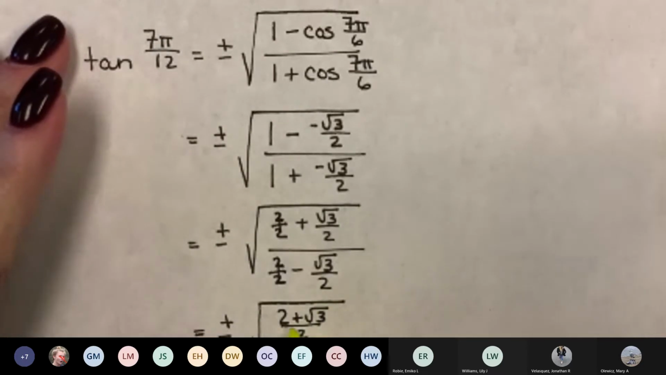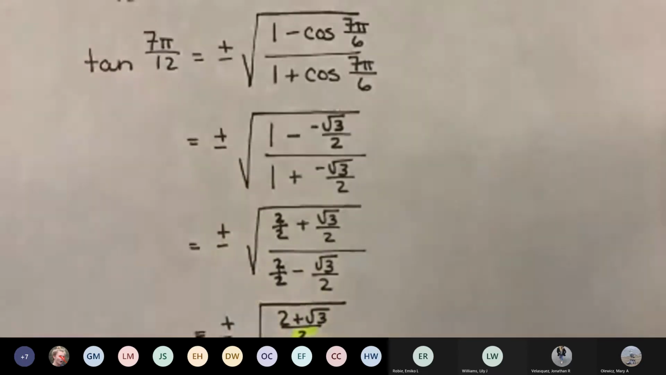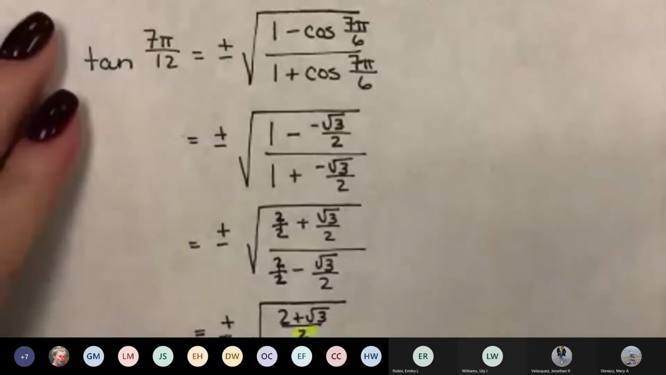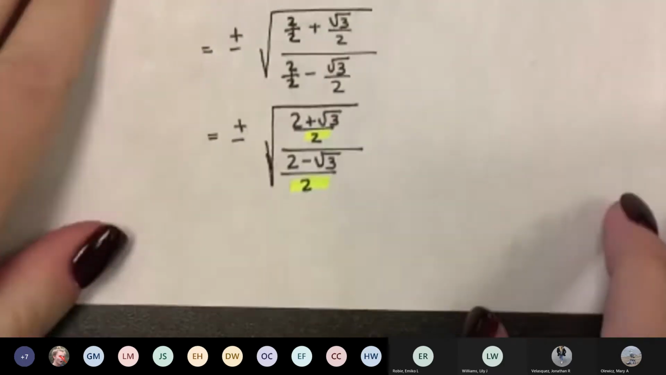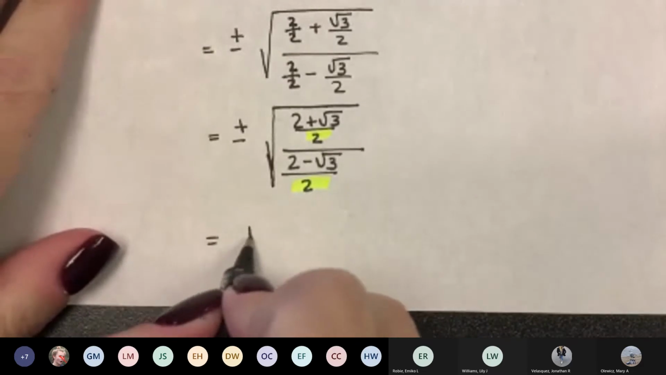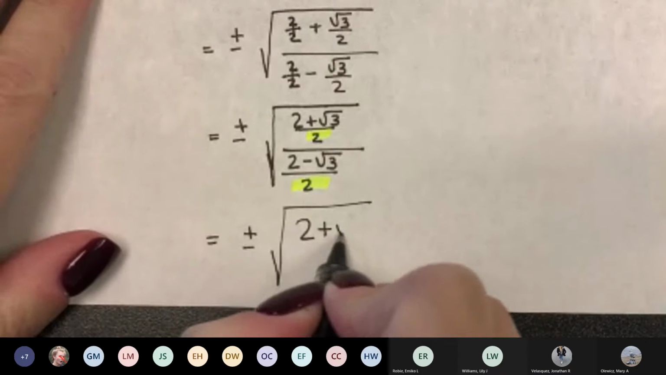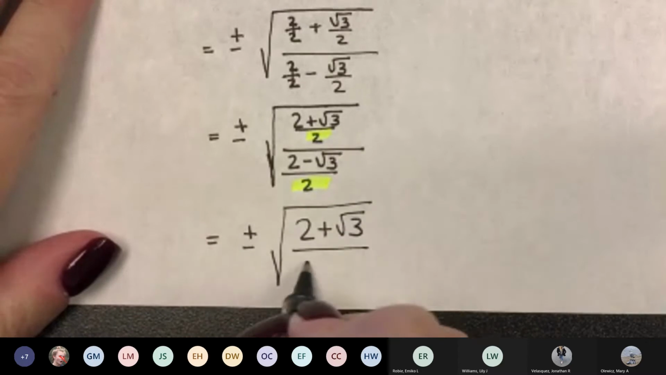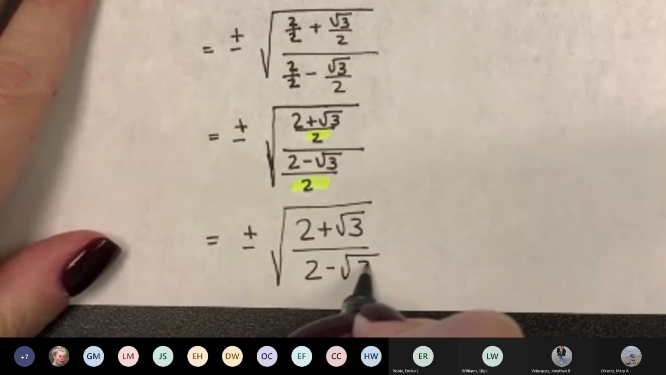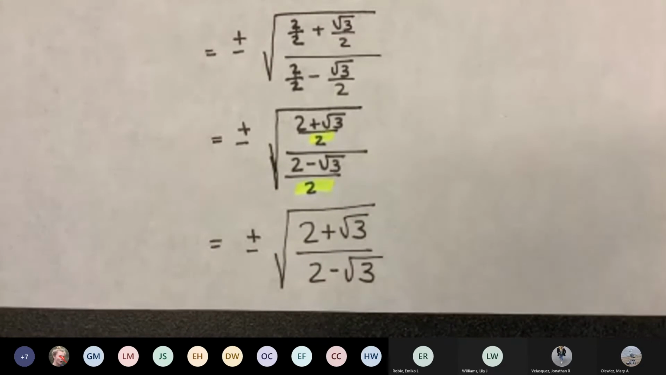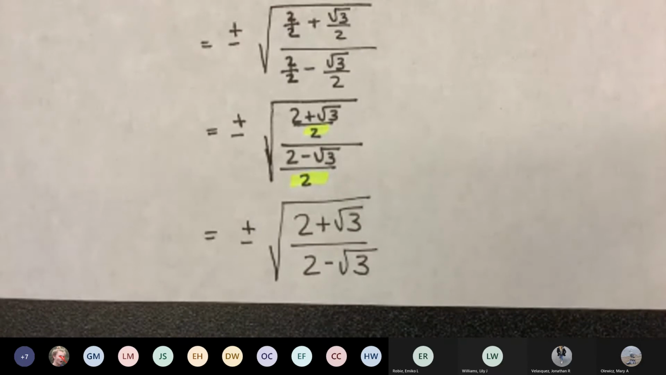Now I'm going to highlight this. Notice that those match. And since they match, they effectively disappear. So your final answer is plus or minus the square root of 2 plus radical 3 over 2 minus radical 3. Yeah, it's a radical with a couple of radicals underneath. And that is where you stop, my friends.